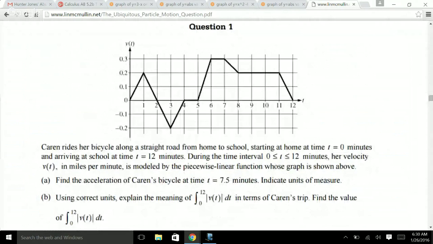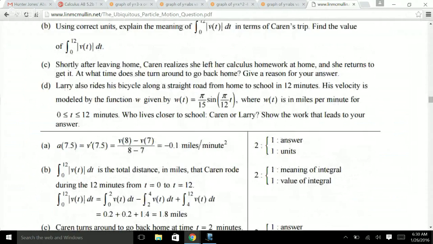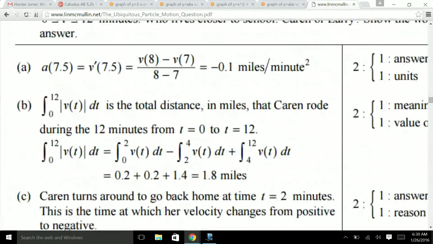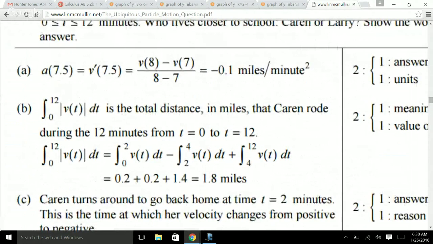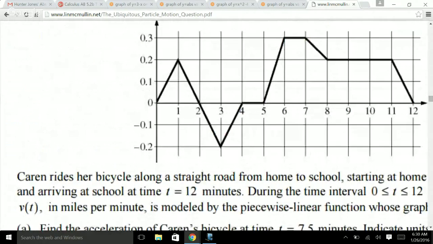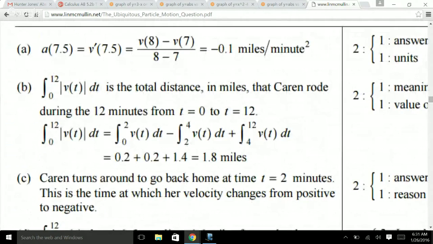Okay, let me see if they have the key here. Yep. All right, so you can see here, the calculus folks broke it up just like I showed you. From 0 to 2 is positive, 2 to 4 is negative. So they put the negative out there to counteract it. And then 4 to 12 is positive again. You calculate those areas geometrically using triangles and rectangles, and you get a total of 1.8 miles. Okay.